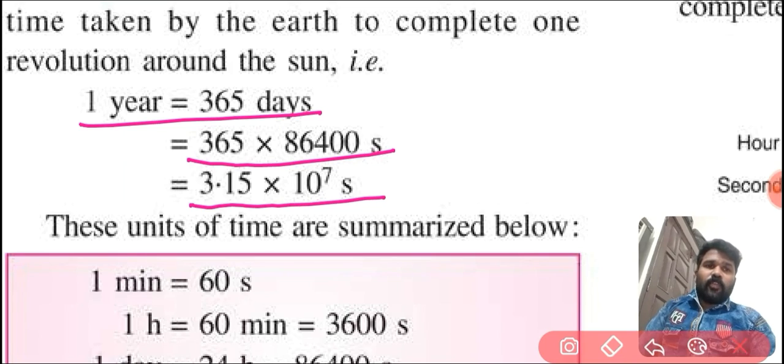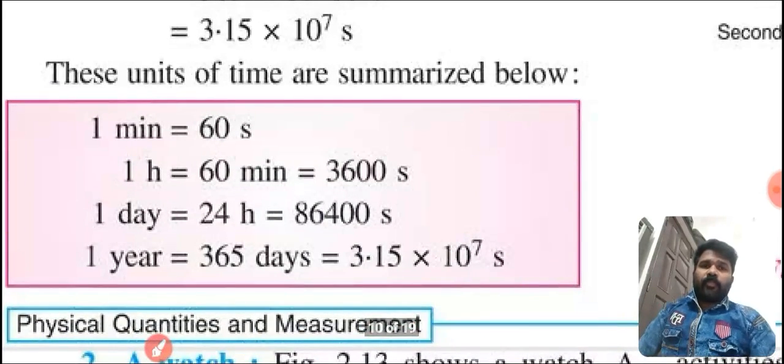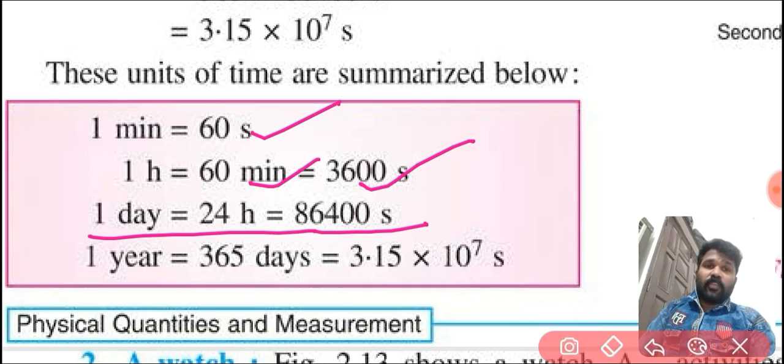So these units can be summarized like this. 1 minute is equal to 60 seconds. 1 hour is equal to 60 minutes, that is equal to 3,600 seconds. 1 day is equal to 24 hours, that is 86,400 seconds. 1 year is equal to 365 days, that is equal to 3.15 into 10 raised to 7 seconds.